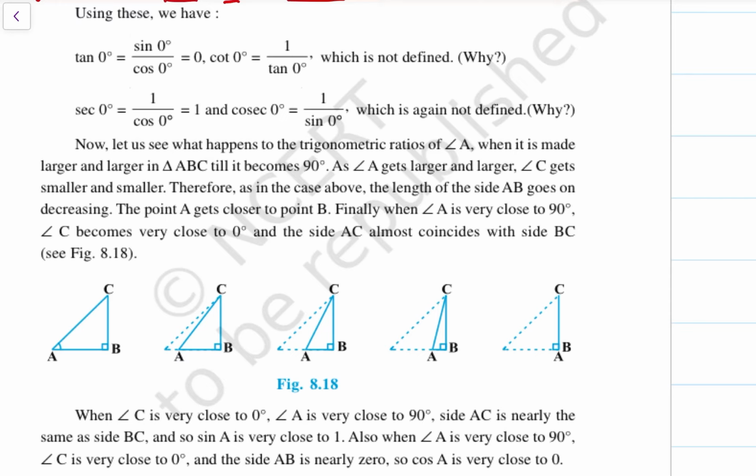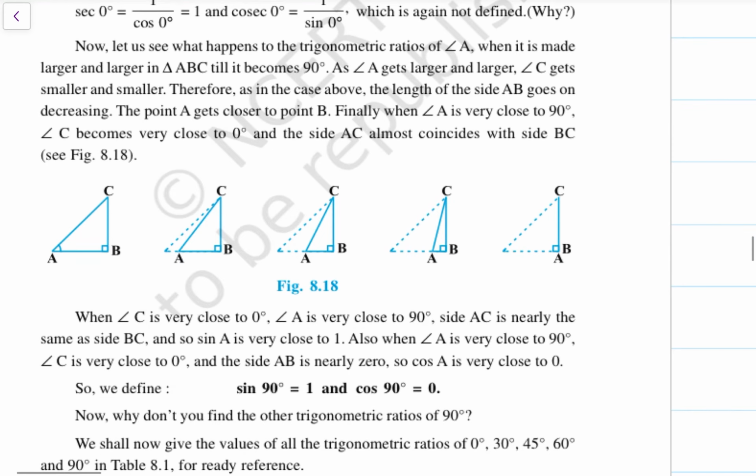Now, let us see what happens to the trigonometric ratios of angle A when it is made larger and larger in triangle ABC, until it becomes 90. As angle A gets larger and larger, angle C gets smaller and smaller. Therefore, as in the above case, the length of side AB goes on decreasing. The point A gets closer to B. Finally, when A is very close to 90, angle C becomes very close to 0, and side AC also coincides with side BC. Can you observe that in the figure?